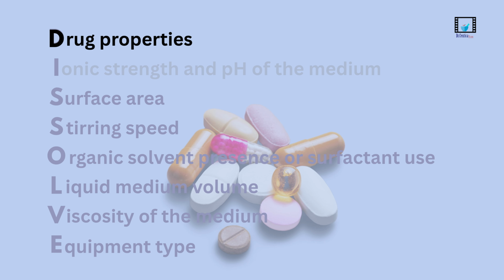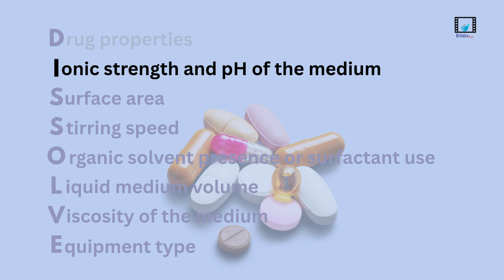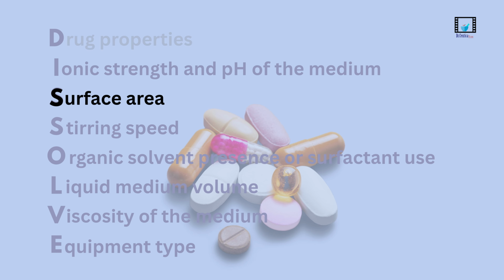wettability, directly affect dissolution. I is for ionic strength and pH of the medium. Both can alter the drug's ionization state and solubility. For weak acids and bases, pH changes can shift dissolution rates according to the Henderson-Hasselbalch relationship. S is the surface area. The exposed surface of the solid drug controls how much contact it has with the solvent. A larger surface area, whether by micronization, amorphization, or improved wetting, promotes faster dissolution.